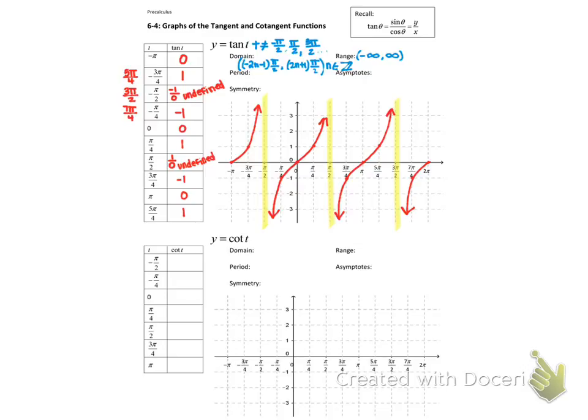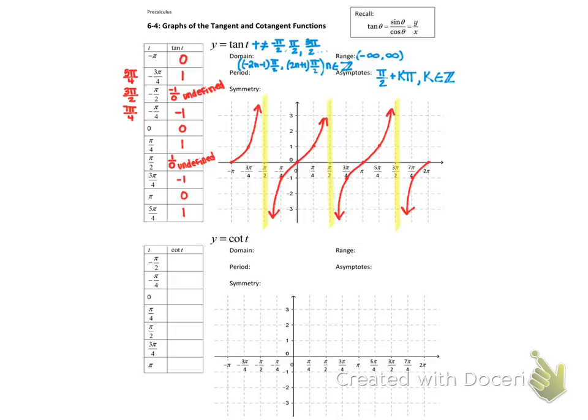Our asymptotes are every interval of pi over 2, which is related to the domain. So if we say, all right, from negative pi over 2 to pi over 2, that's an interval of pi. So I take k, and we're going to have k be any integer, multiply it by pi, and then add that to pi over 2. And that's our interval for our asymptotes.